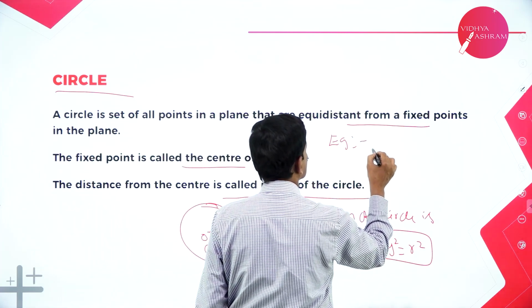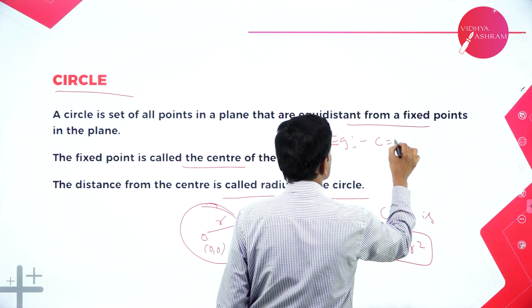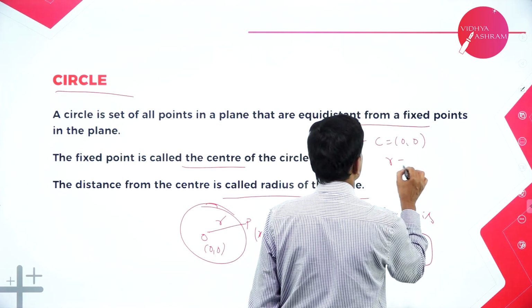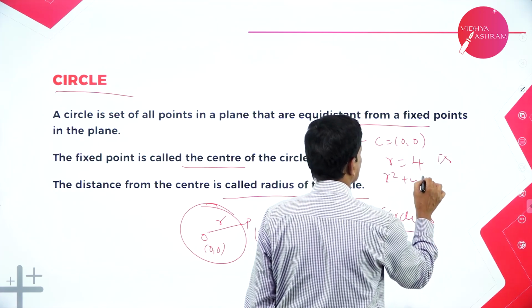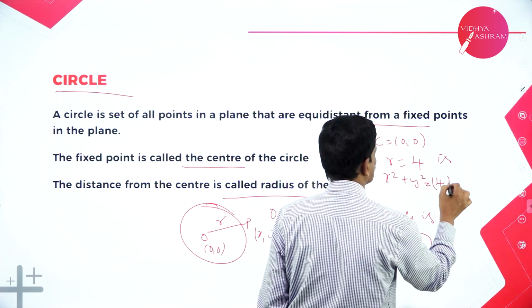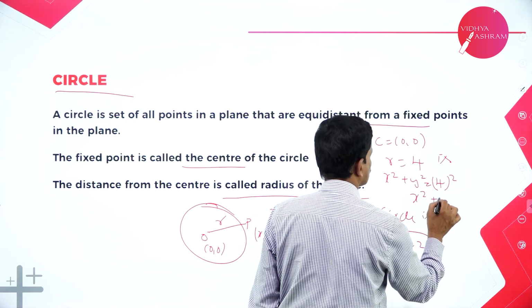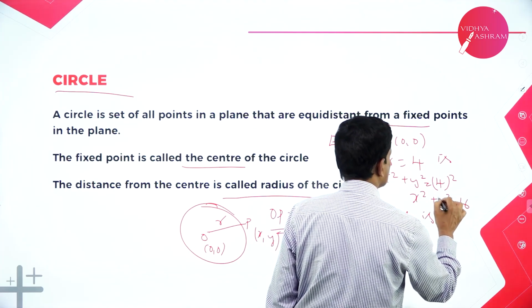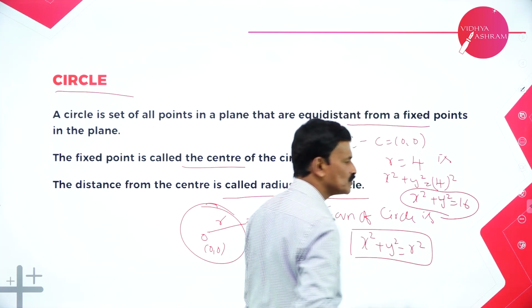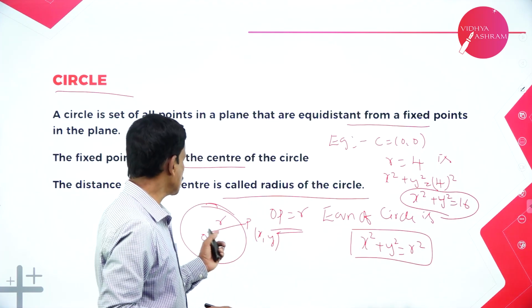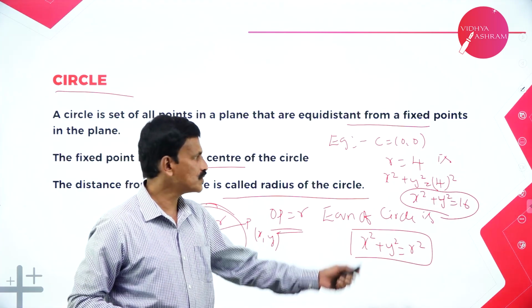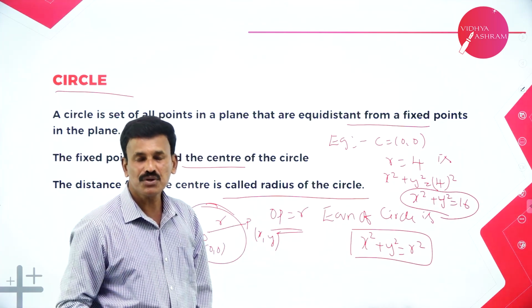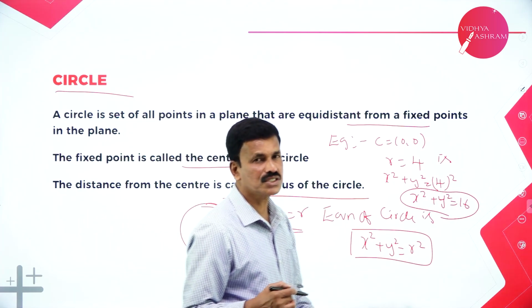Find the equation of a circle whose center is (0, 0) and the radius is equal to 4 centimeter. It is x square plus y square is equal to 4 square, that is nothing but x square plus y square is equal to 16, the equation of the circle. So the equation of a circle whose center is the origin and the radius r is x square plus y square is equal to r square. This is an example. Suppose the center changes to (h, k).